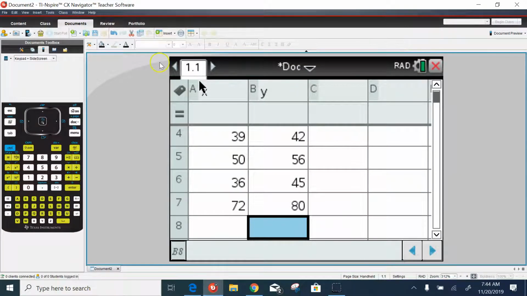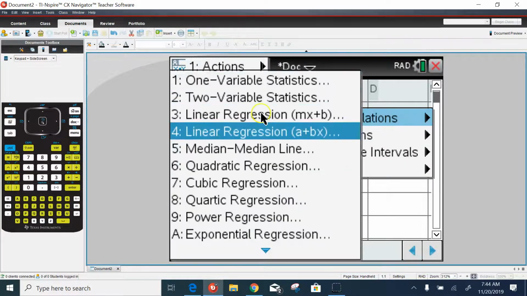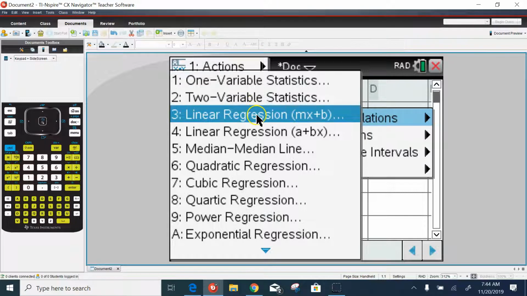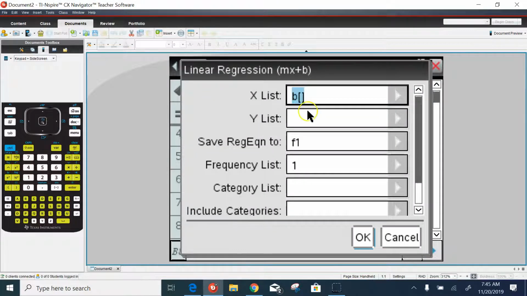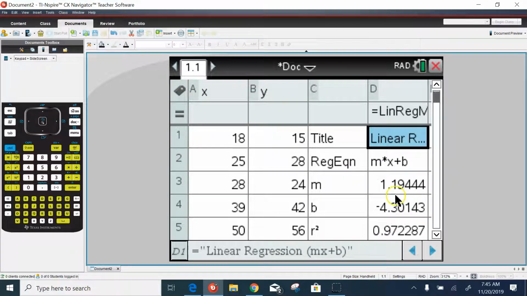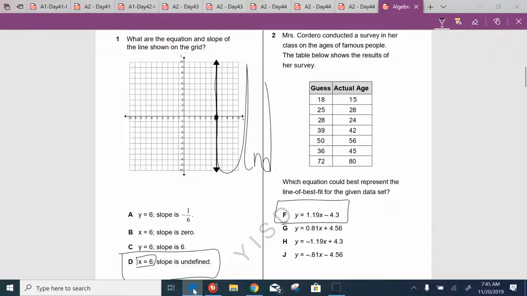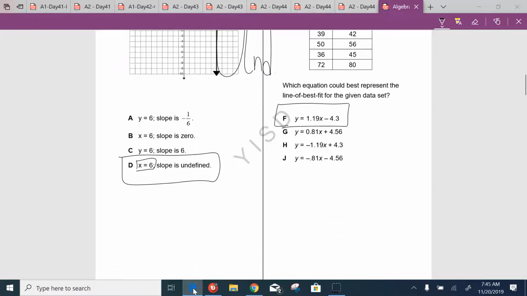The next step now is to get our stat calculations. So menu, stats, stat calculations. We do everything in slope-intercept or mx plus b so far at this point. Select our x list is x stuff, our y list is y stuff, and then just go to OK. And here's our stats. We have our slope here of 1.19. So if I go back to my answer choices, I have a positive 1.19 right here on choice F. So right there I can go ahead and stop. I don't need any more information because that's the only option that gives me the correct slope.